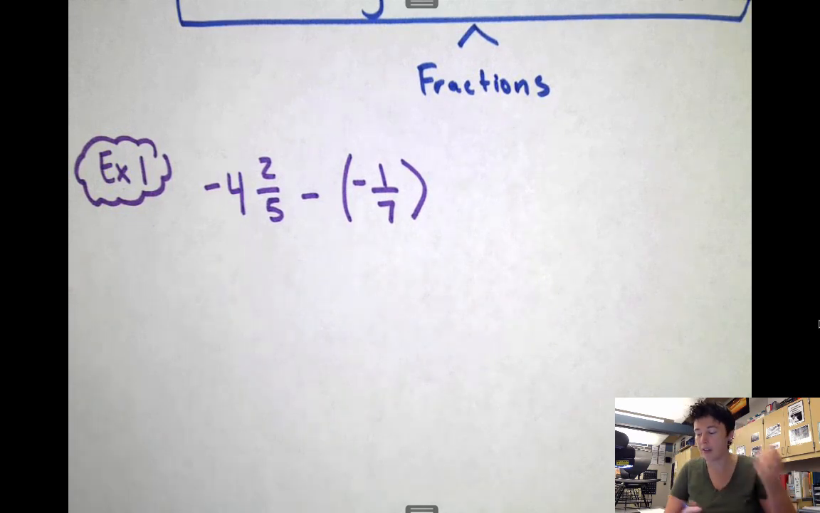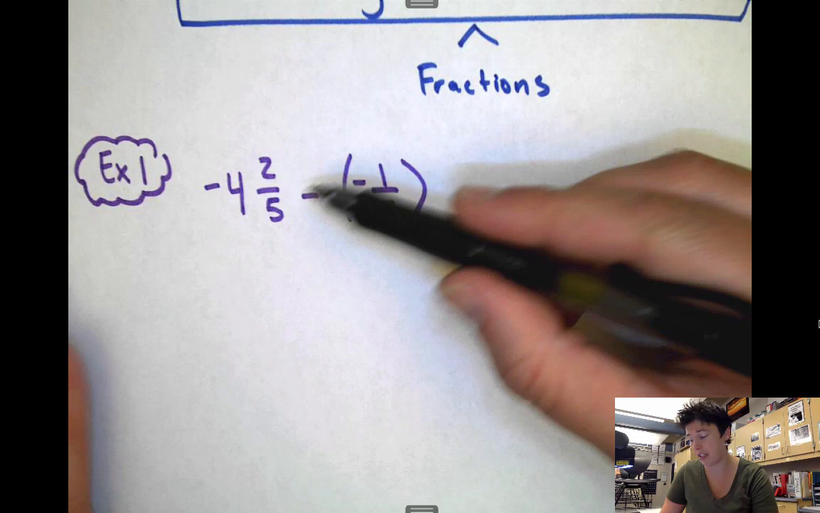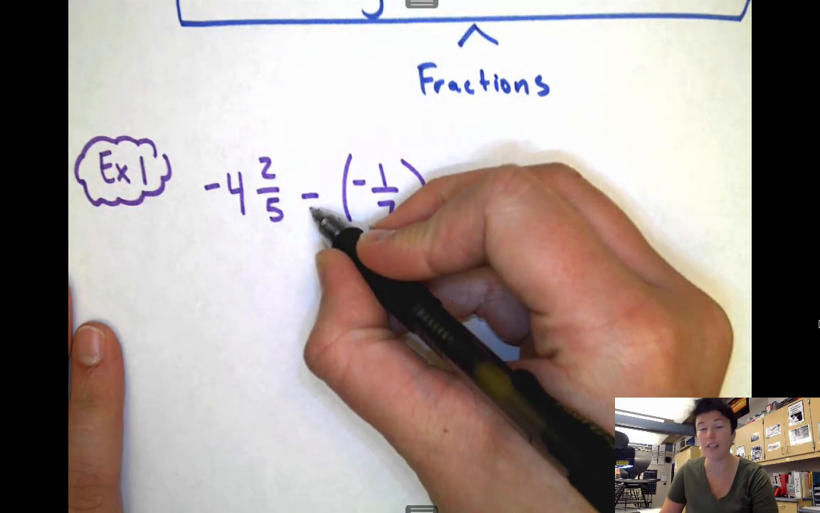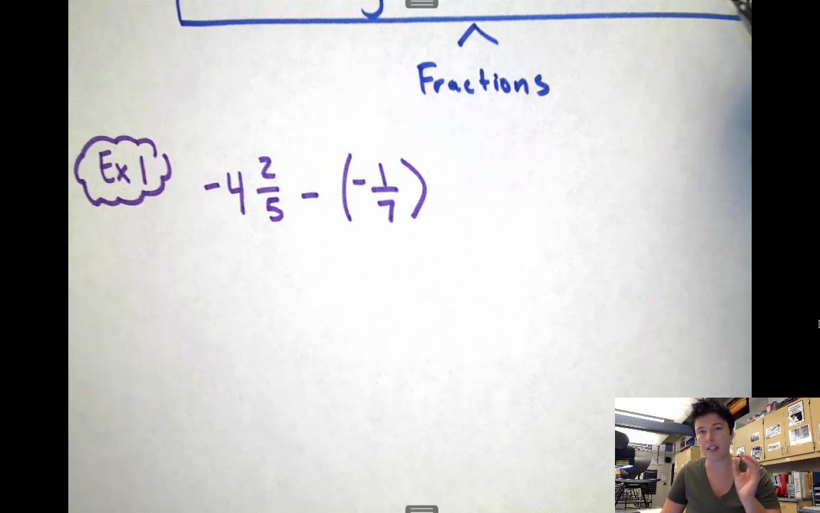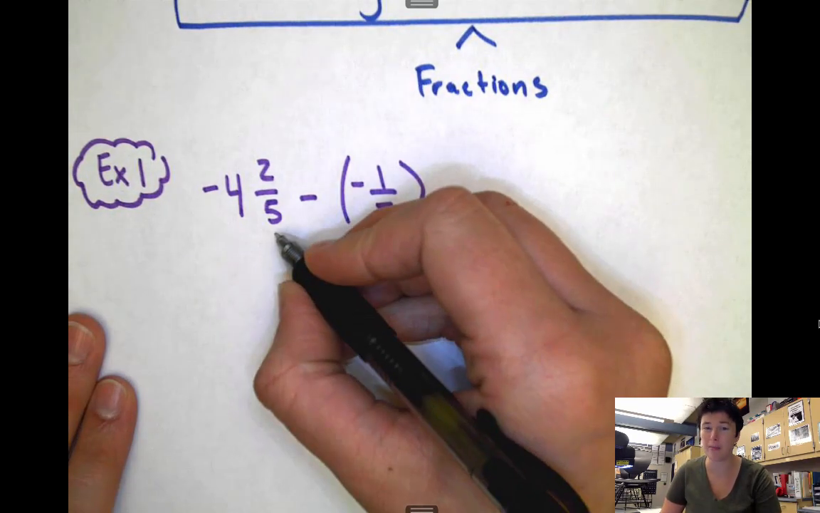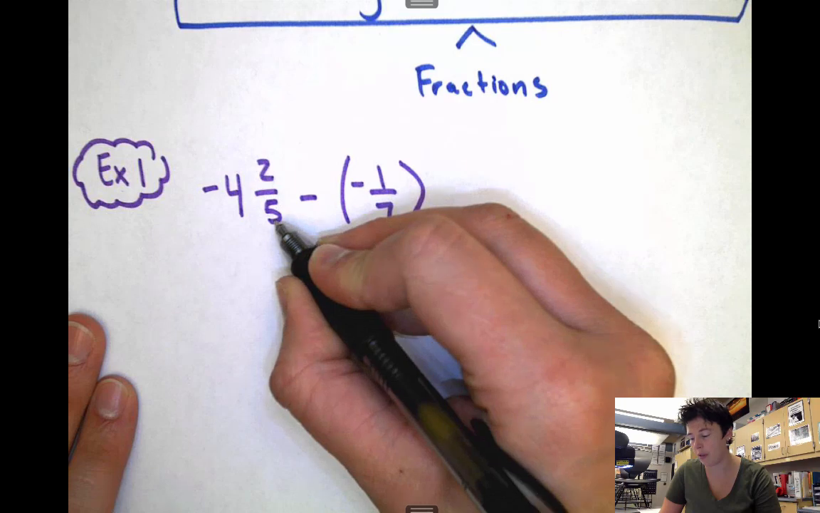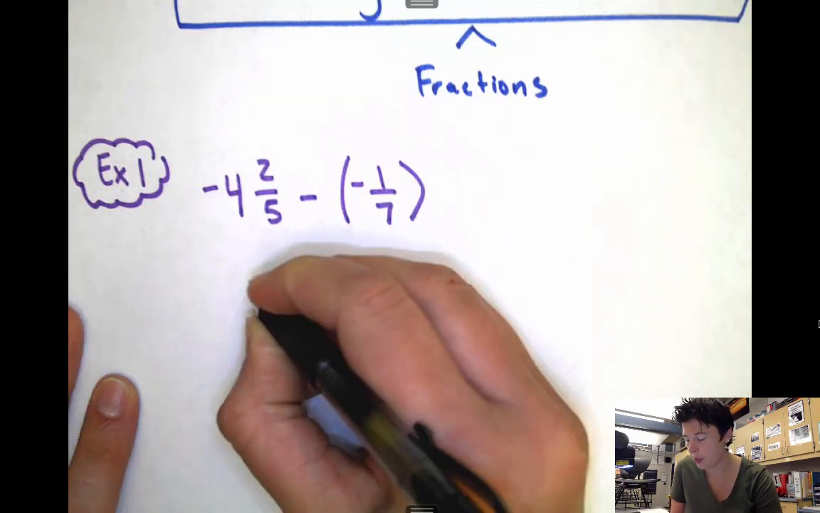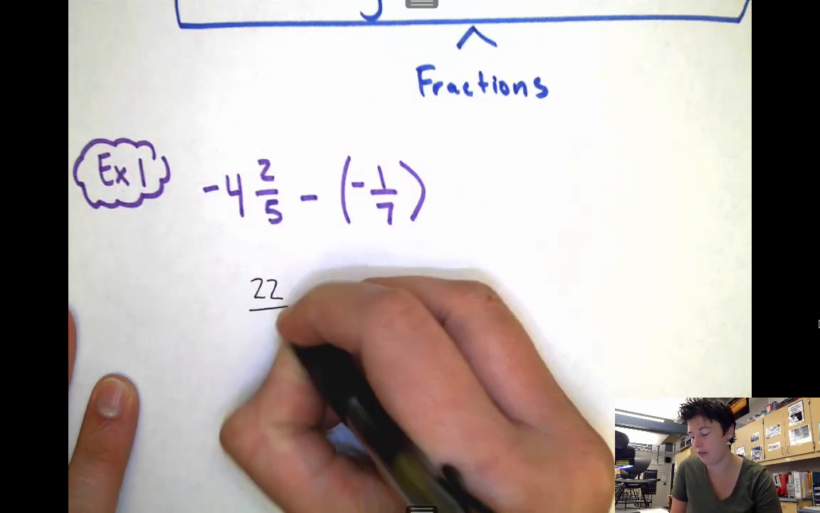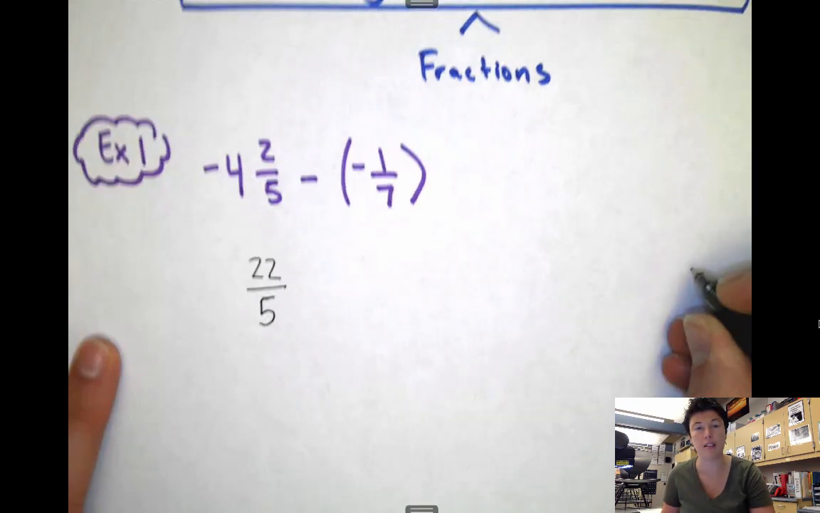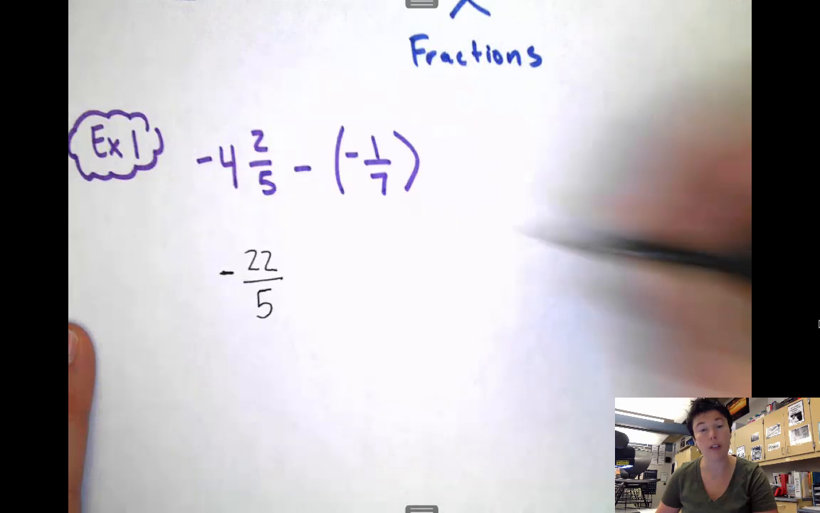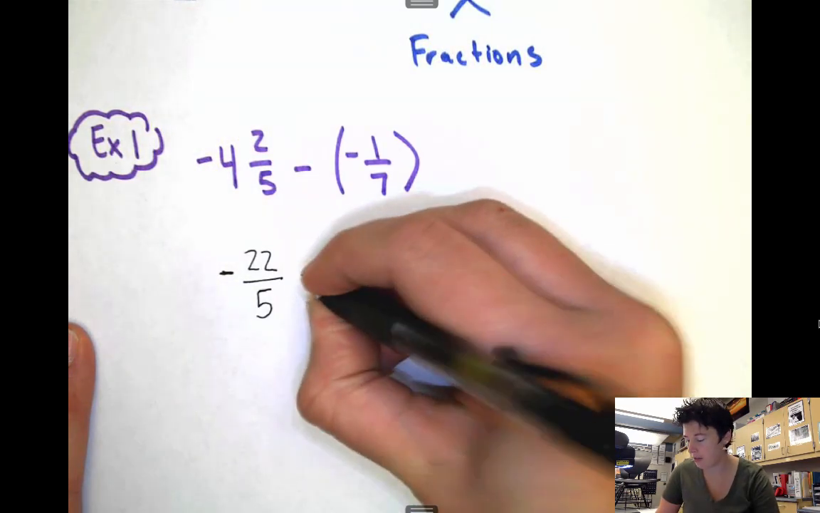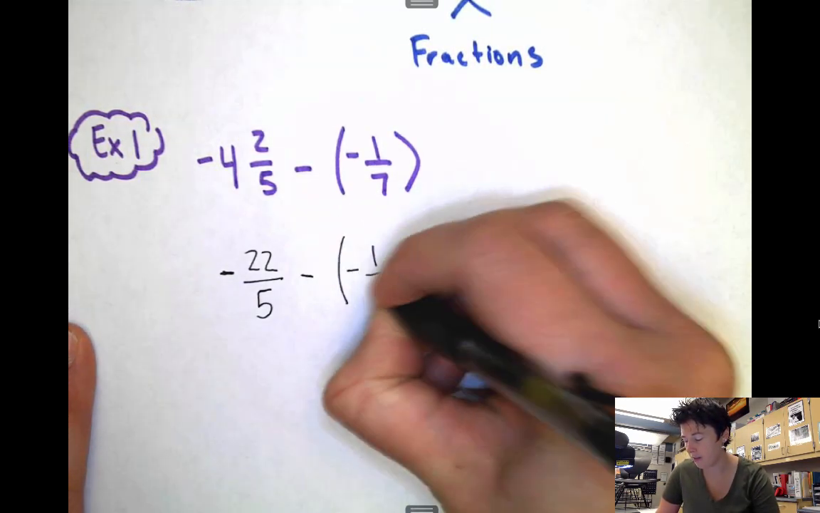Okay, so first off, when I see this problem, I see a whole bunch of things that I need to deal with. I see a lot of negative signs, I see subtraction, I see fractions, and I see a mixed number. So why don't we take this down into steps. First, let's get rid of the mixed number. 4 times 5 is 20, plus 2 is 22. So 22 fifths. I'm just going to rewrite that to make things a little easier. So negative 4 and 2 fifths is negative 22 fifths minus parenthesis, negative 1 seventh.